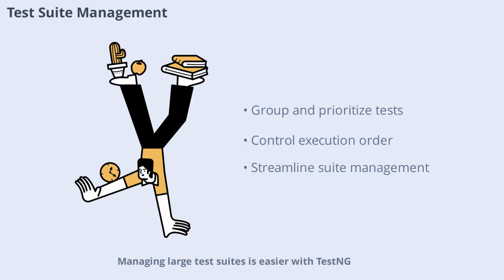Managing large test suites is easier with TestNG, thanks to its advanced features like test grouping, prioritization, and execution order control. You can organize tests into logical groups, specify the order in which they run, and assign priorities to critical tests. These capabilities streamline test management and ensure that important scenarios are always validated first. JUnit offers basic suite management, but TestNG's flexibility is better suited for complex projects.